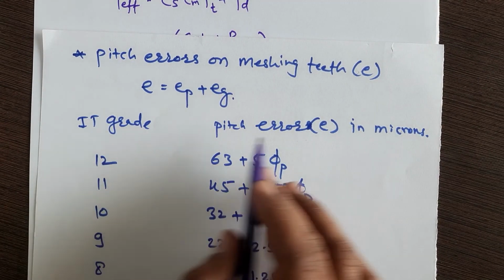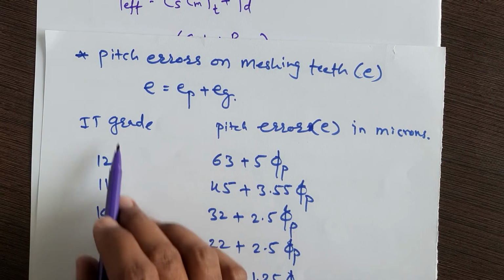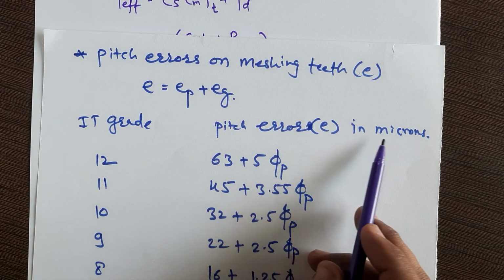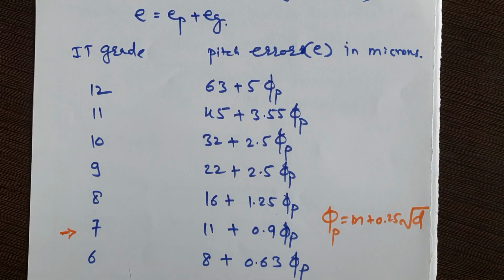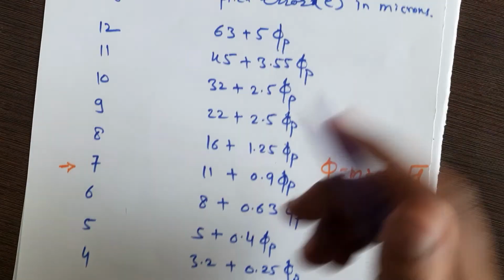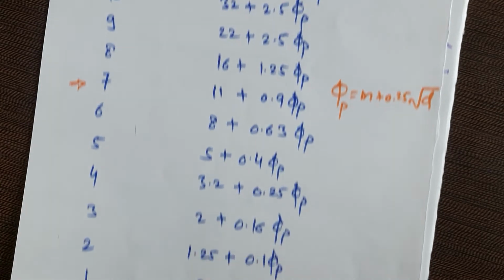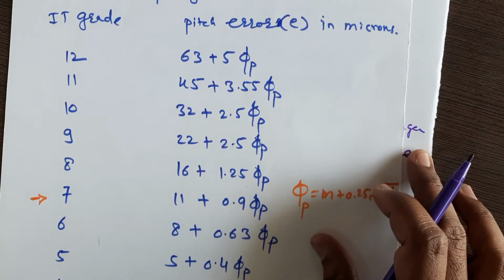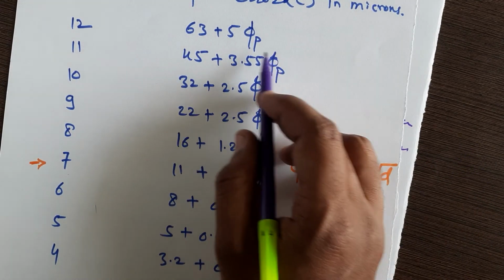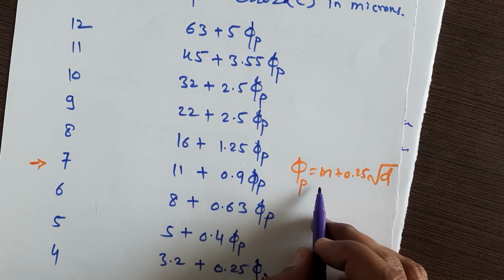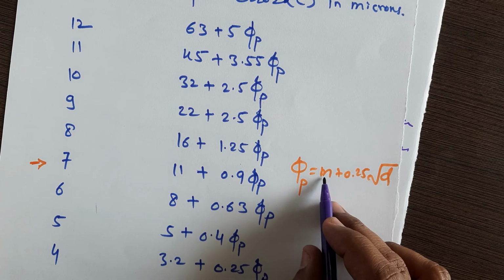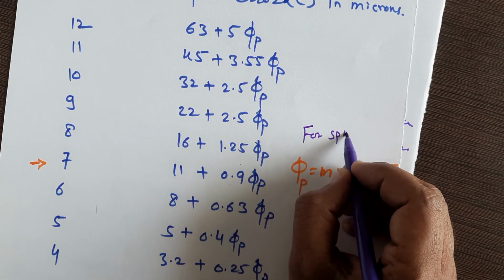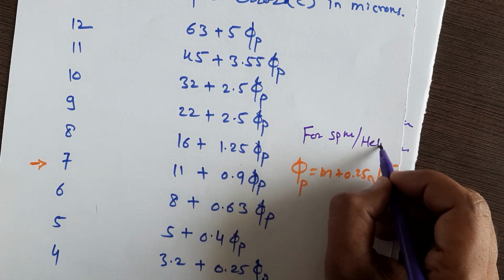Okay, according to IT grade, the different formulas for pitch error are given here. Pitch error in microns. Okay, so here for IT grade 12 up to IT grade 1, all these formulas are there. Now here in case of spur and helical gear we have seen 5P in this formula. In this formula the 5P tolerance factor we have written as m plus 0.25 under root d, for spur and helical.